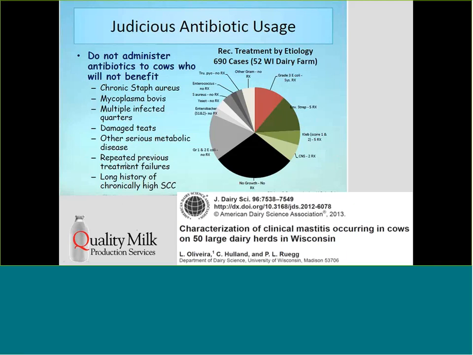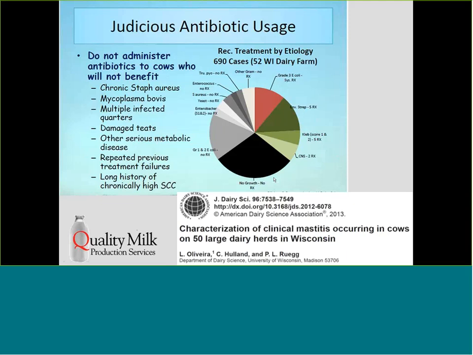Repeated previous treatment failures. So if this is her third or fourth case of mastitis within lactation and she's had already 15 tubes, probably another few tubes is not going to make a difference. The same thing with those that have a history of chronically high somatic cell count. So let's look at this by bug.